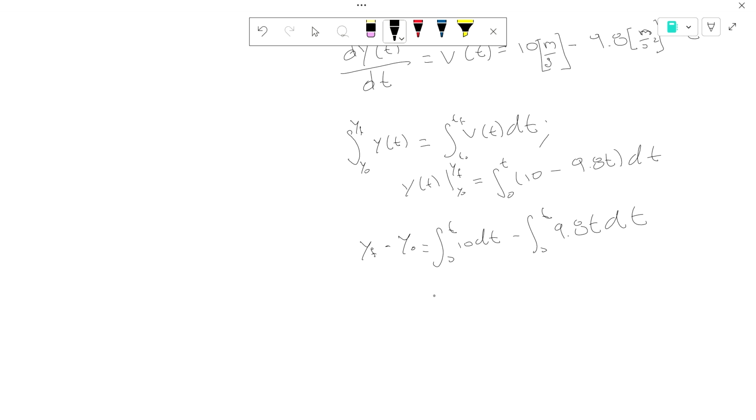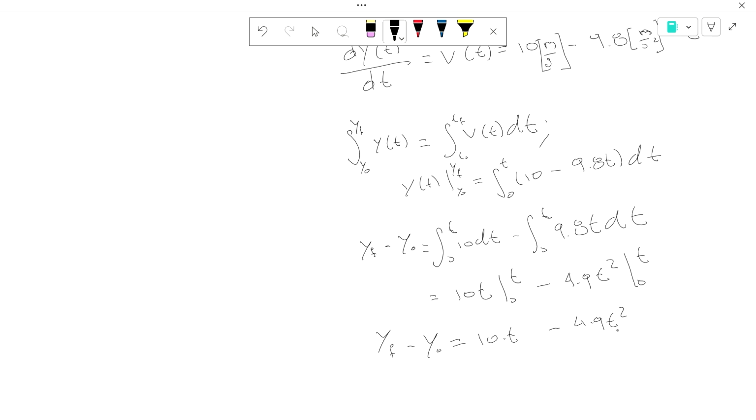All right, this is equal to 10t from 0 to t minus 9.8 t squared divided by 2. This is basically 4.9 t squared from 0 to t. So y final minus y initial equals 10 times t minus 0 minus 4.9 t squared minus 0.